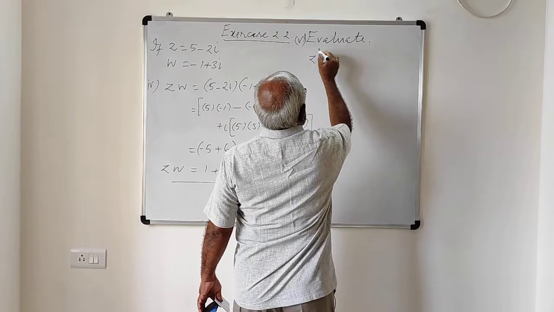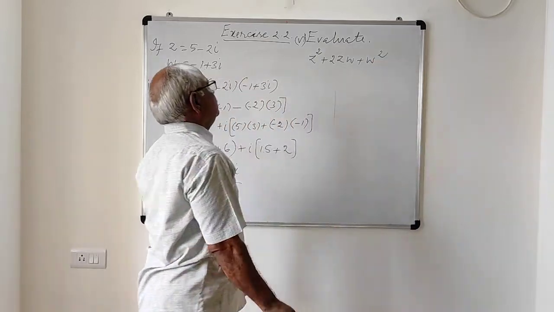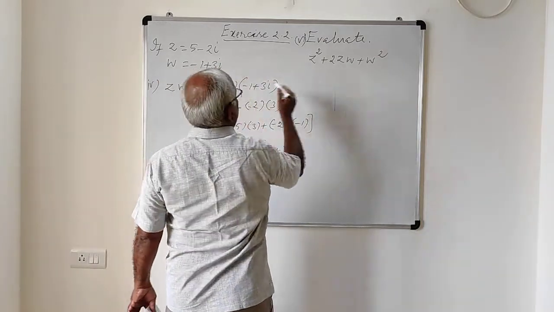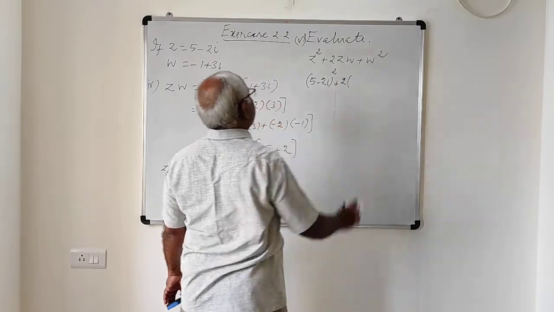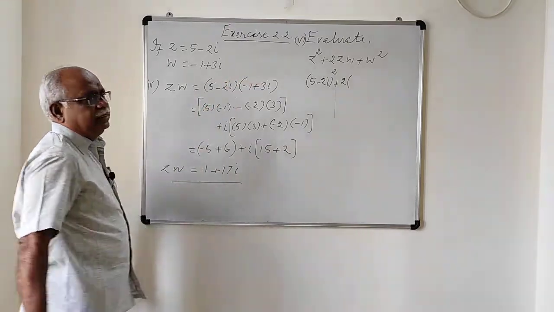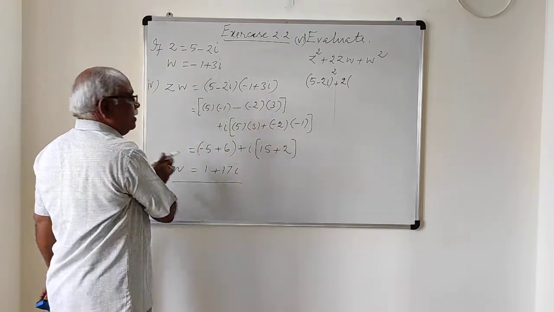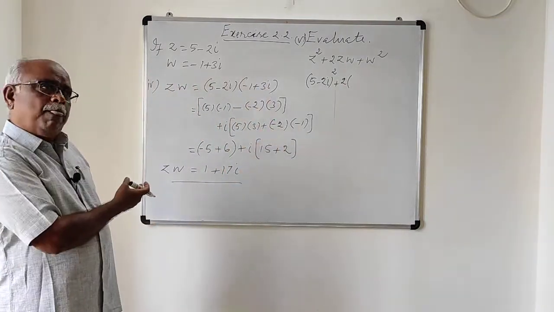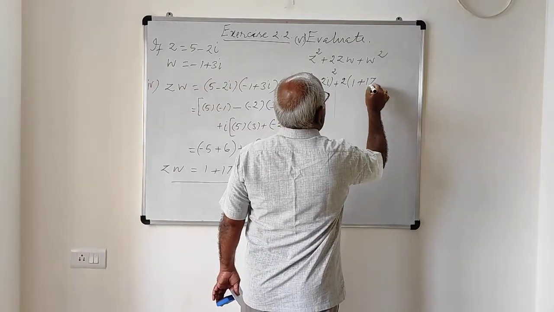evaluate Z square plus 2ZW plus W square. They ask you to find out Z square plus 2ZW plus W square. What is Z? 5 minus 2i the whole square plus 2 into ZW. In the fourth sum we determined ZW. If the sum is asked separately, you have to find out ZW separately. But here, I have ZW here. So this is 2 into ZW, which is 1 plus 17i.